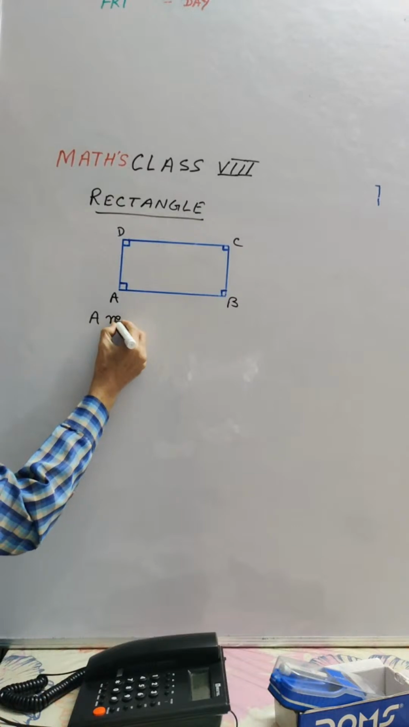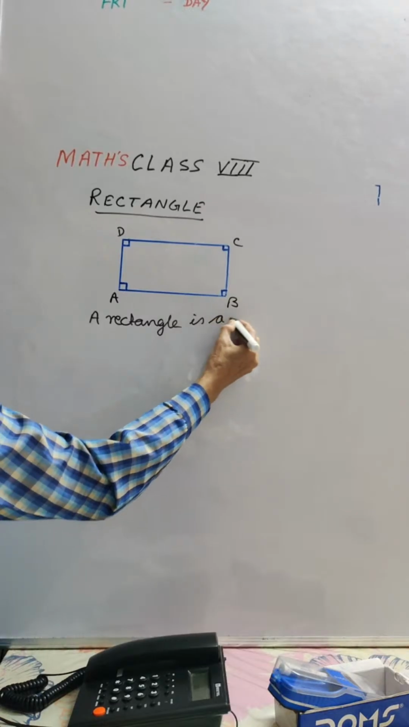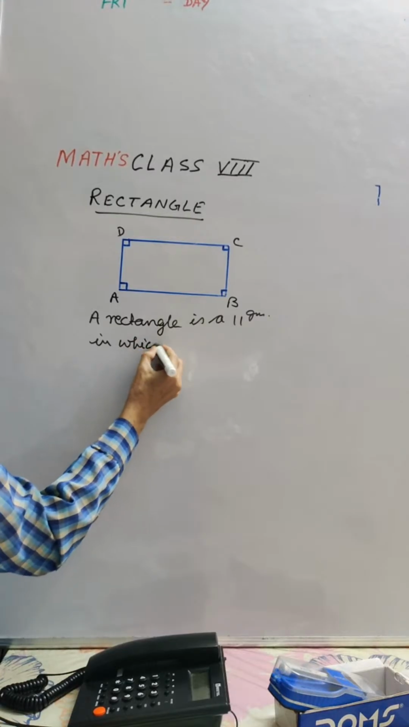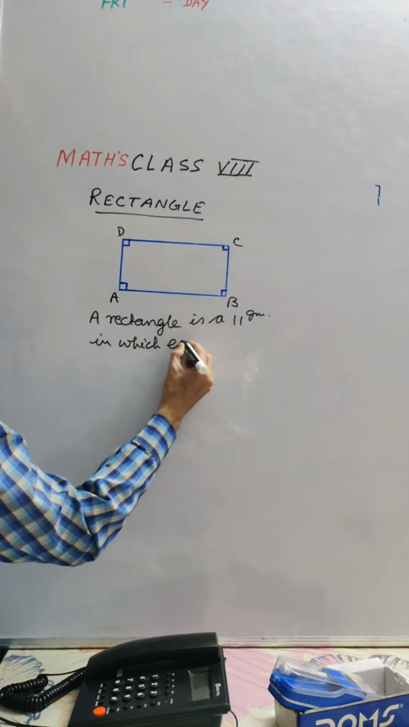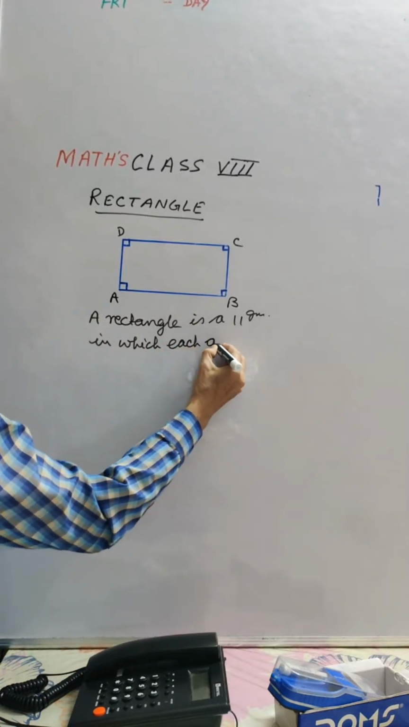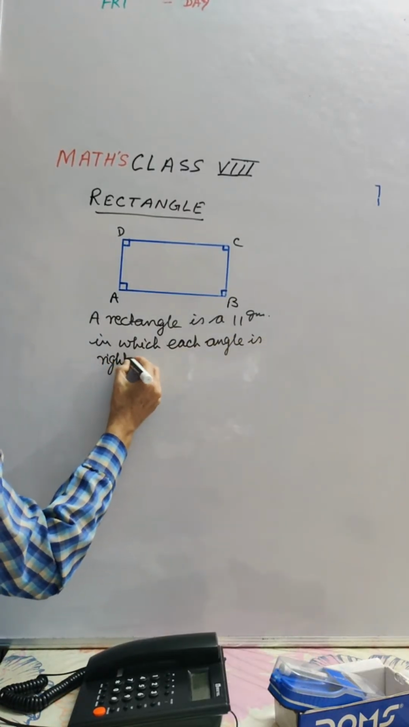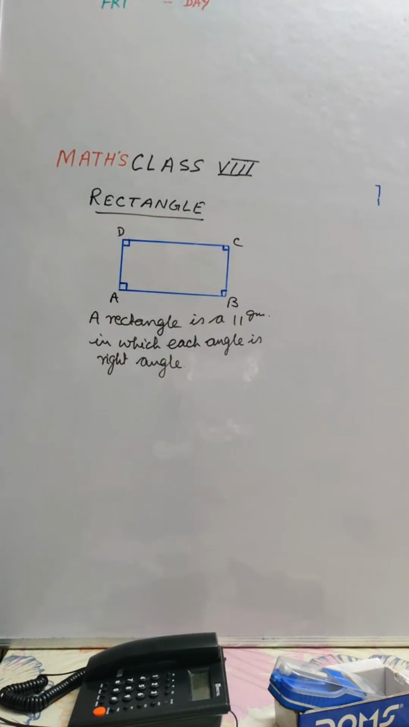A rectangle is a parallelogram in which each angle is a right angle. So all these angles are right angles, and it follows all the properties of parallelogram.